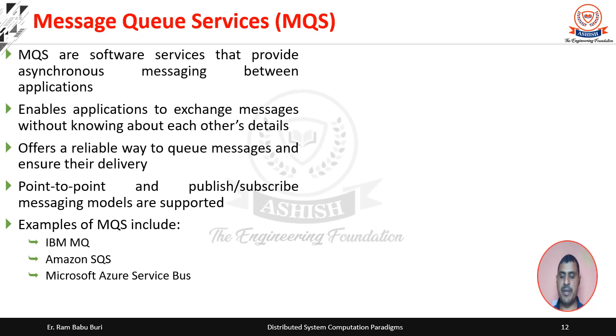The point-to-point message model allows a sender application to send a message to a specific receiver application, and publish subscribe messaging allows the sender application to publish a message to a topic. Any receiver application that is subscribed to that topic will receive the message. There are many different MQS products available, including IBM MQ, Amazon SQS, and Microsoft Azure Service Bus.